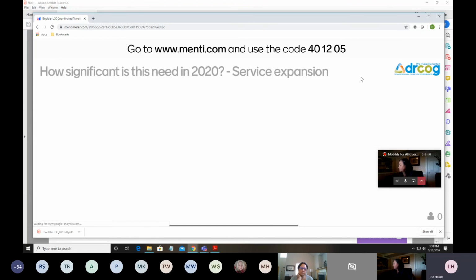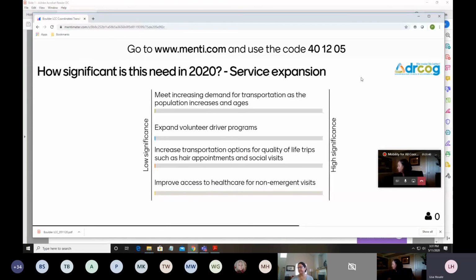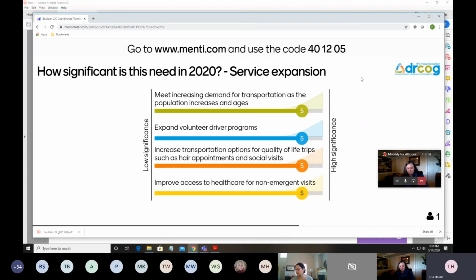Jump to the next one. So these are related to kind of general service expansion. How significant are these in 2020? And the different options are meet increasing demand for transportation as the population increases and ages, expand volunteer driver programs, increase transportation options for quality of life trips such as hair appointments and social visits, improve access to healthcare for non-emergent visits.